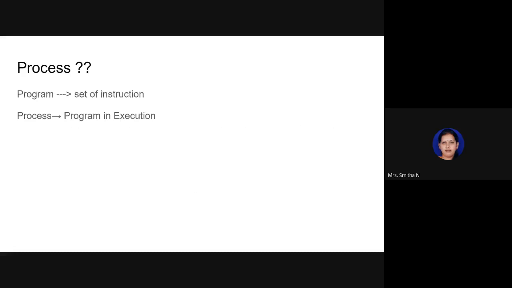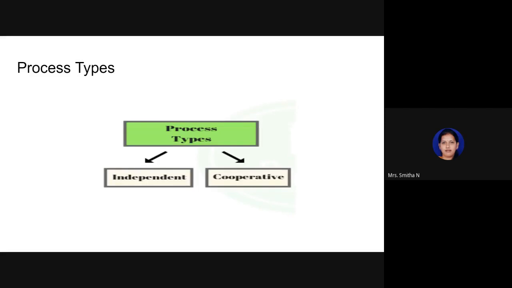So we already know what processes are. We have some set of instructions. Those set of instructions are called a program. When the program is in execution, meaning it is in progress, then we call it a process. So we have two types of process in a computer system. One is independent process, another one is cooperative process.